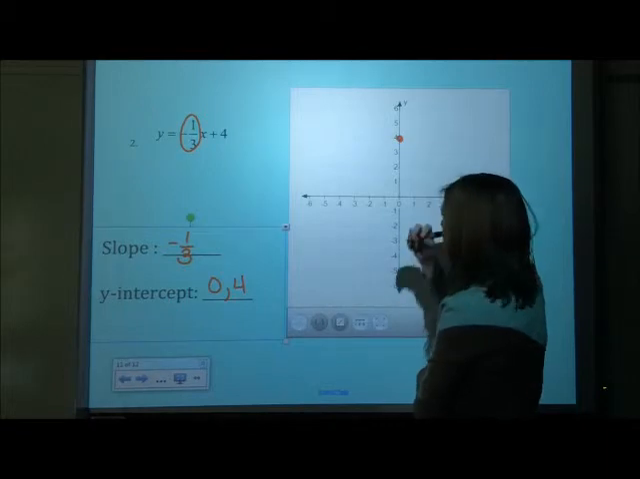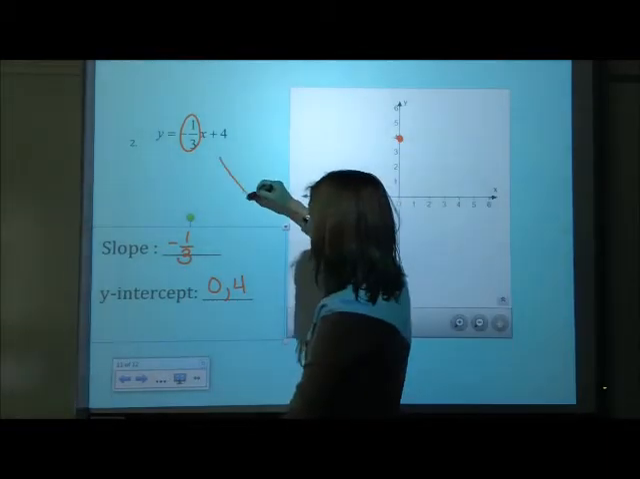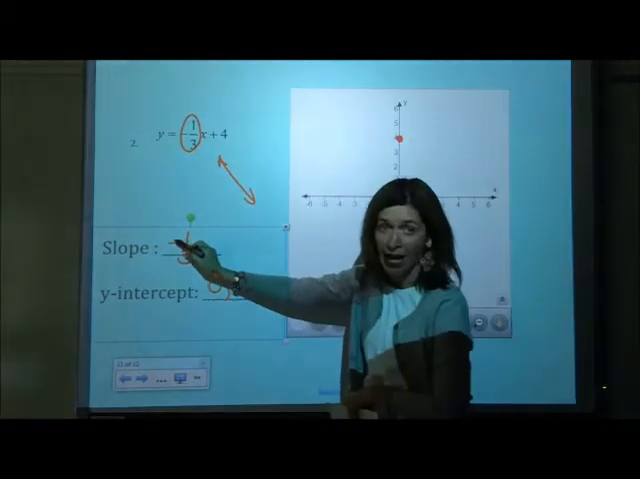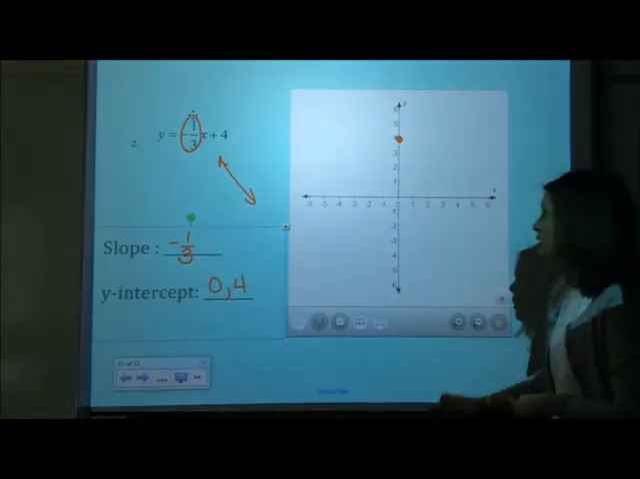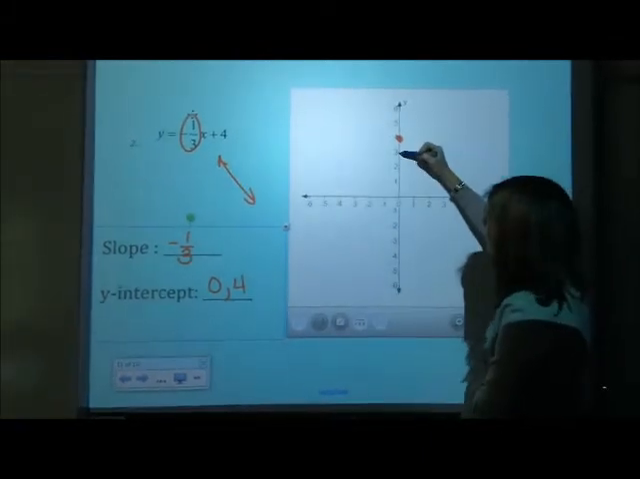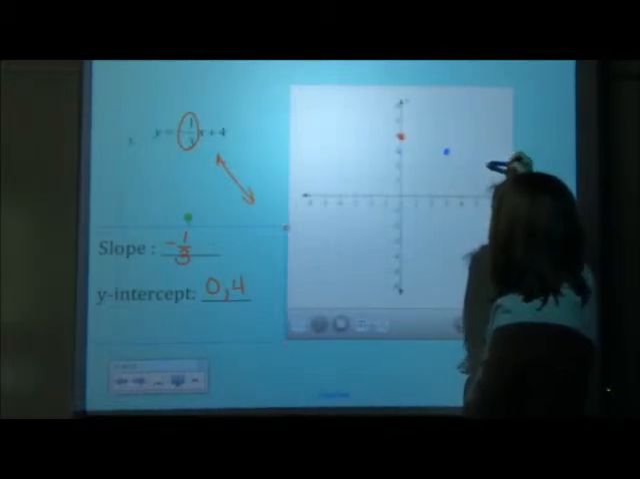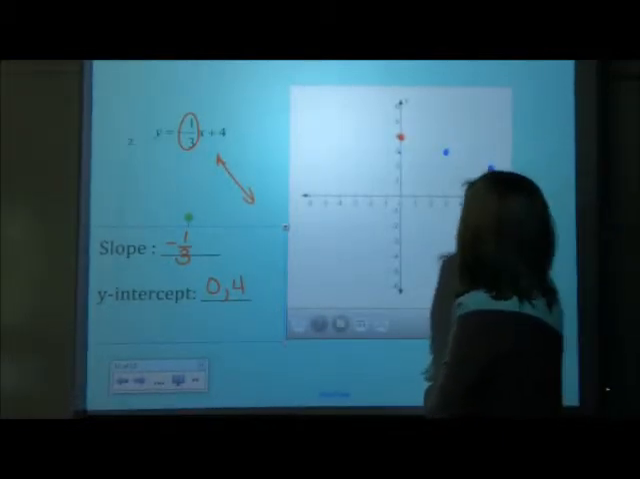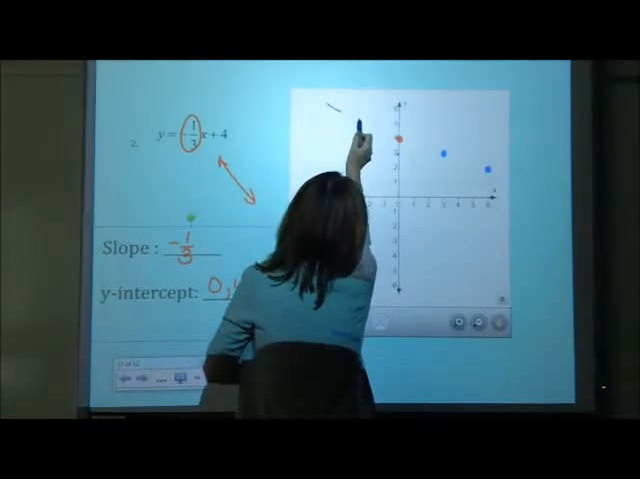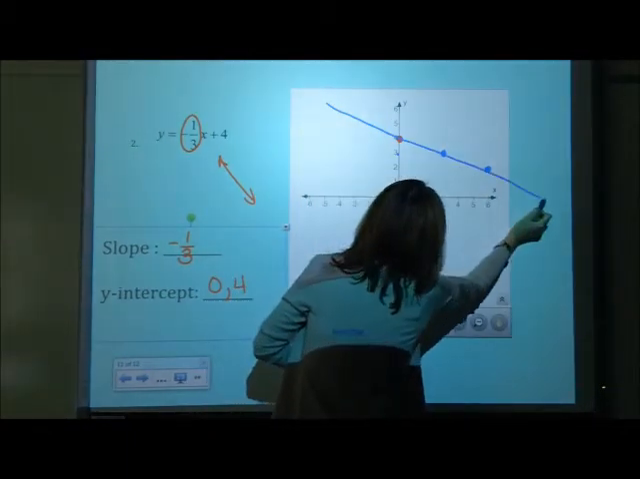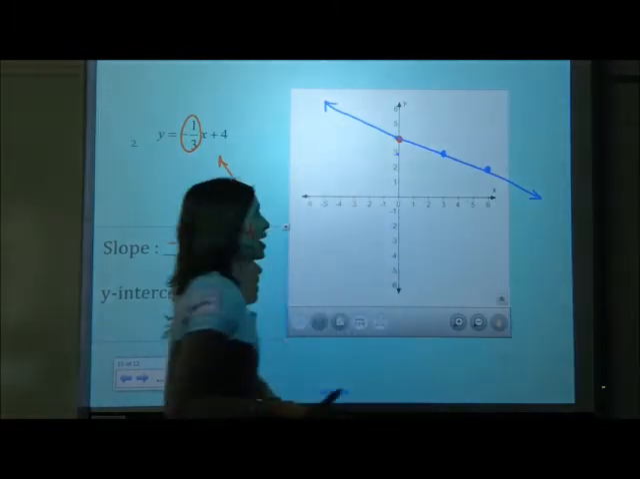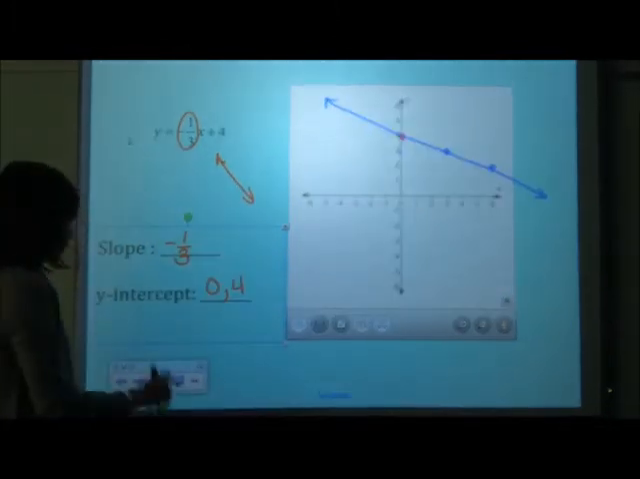We plot our point. I know my line is falling from left to right because it is a negative slope. So I go down 1 to the right 3. Down 1 to the right 3. Since that's off my graph, I'm going to stop there. I'm going to go off the graph and put arrows at the end. Make sure you go off the graph.